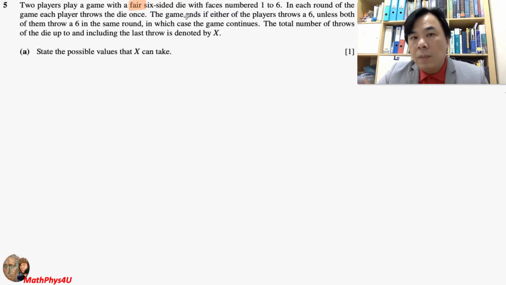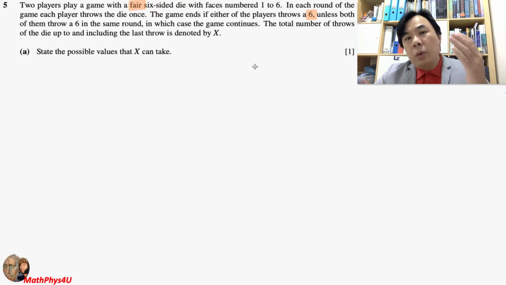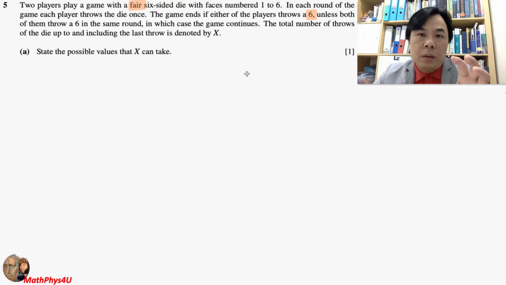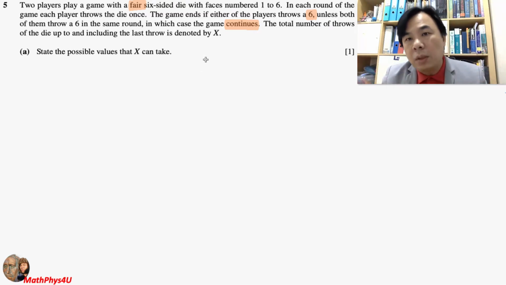Just to be sure here, if you read it properly, if one of the players gets a 6, then we have a winner. If both of them get the 6 at the same time during that round, then the game would continue further. And then the total number of throws will be counted.